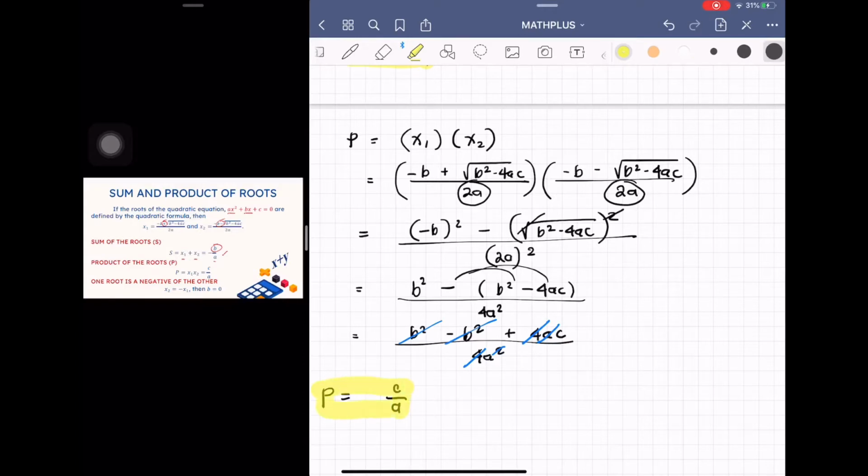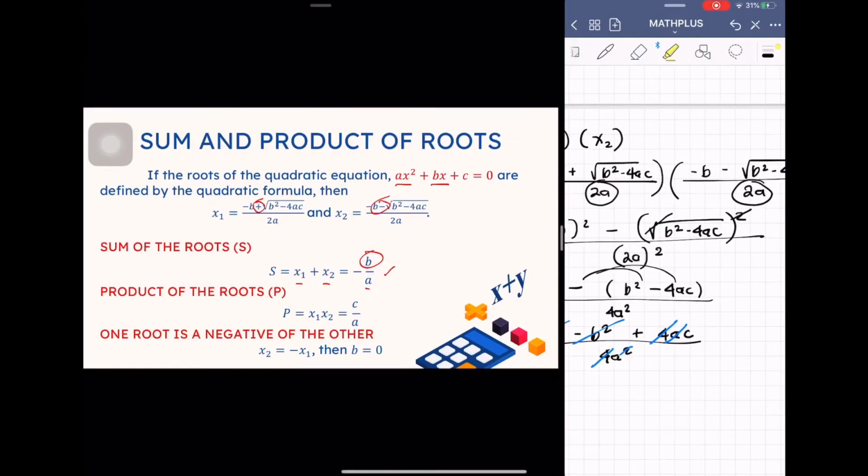So instead of solving for the roots themselves, we can just simply memorize that if you're solving for the sum of the roots, that's negative b over a, and for the product of the roots, that's c over a. If one root is the negative of the other, you just have to remember that this happens if the numerical coefficient of the linear term is equal to 0, which means you do not have a linear term in your equation. Therefore, one of the roots will be the negative of the other.